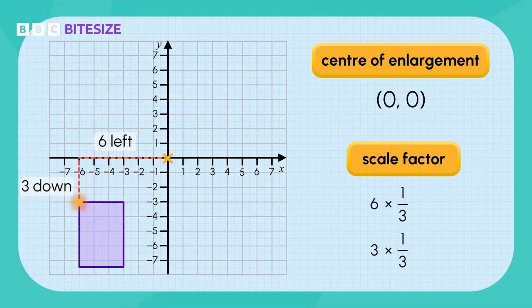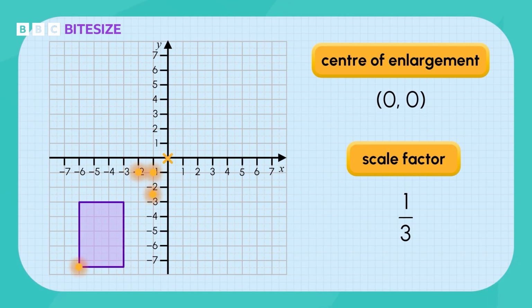Multiplying both of these distances by the scale factor will give you the position of the corresponding vertex on the enlarged shape. So the new vertex is 6 times 1/3, which equals 2, squares to the left of the origin, and 3 times 1/3, which equals 1, square down from the origin. Mark this new vertex on your grid. Repeat this with every vertex, making sure you're counting from the centre of enlargement each time until you have 4 new vertices. Join these up with straight lines to give the enlarged shape.